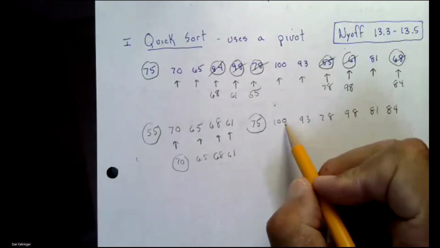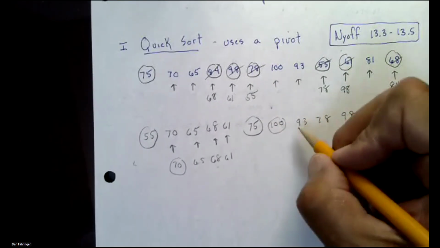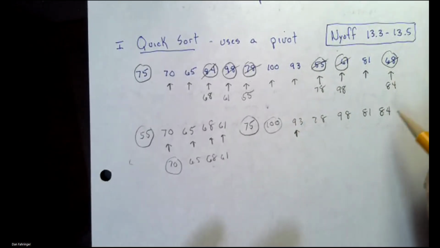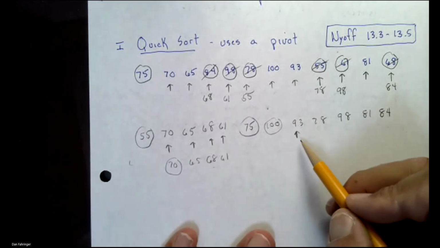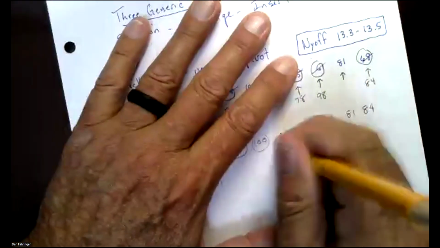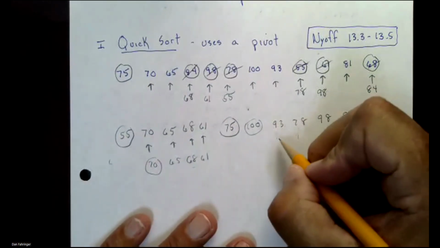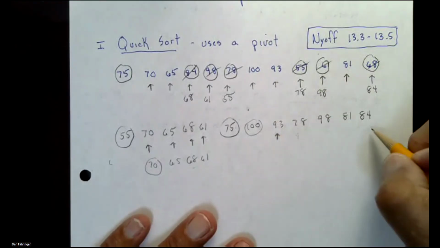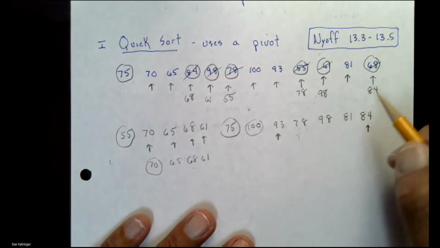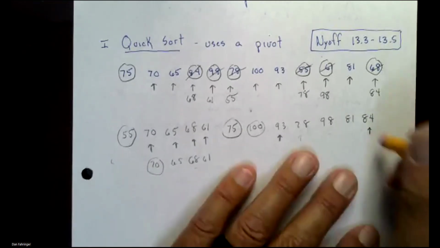Over here, 100 would be my pivot. Is it greater than? Yes. So I stop. Is this less than? No. Is this less than? Let's get this right. Is this less than? Is this greater than? This was less than, so it's a yes. This is greater than. What am I doing? I got it.